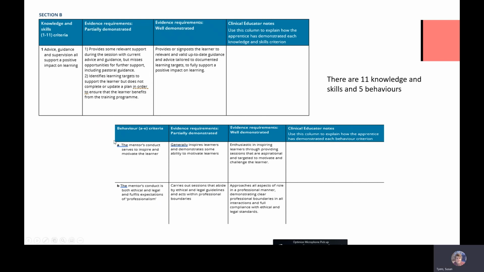And then the other part will be the behaviours and criteria. Very similar to the knowledge and skills, it's just that this is just for the 5 behaviours. And again, write your comments in the end with as much detail as you possibly can.